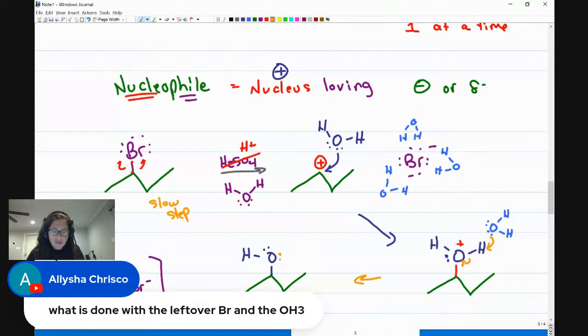So that's what's happening to bromine, completely caged and not able to do anything. What is done with the leftover Br minus and OH3 plus? These are just floating around in solution, just minding their own business, hanging out.